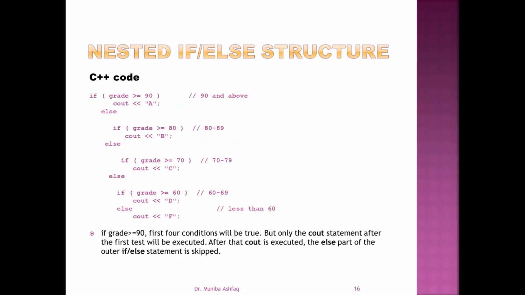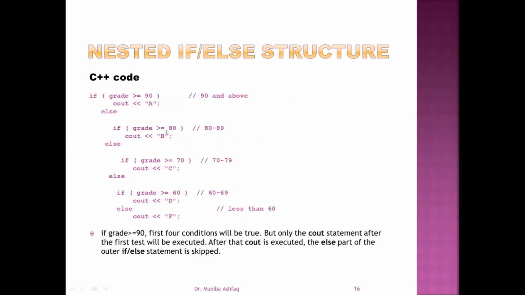So here is the corresponding C++ code, the specific code according to that pseudocode. We have to check whether the grade is greater than or equal to 90, then we have to use cout, which is used to print any string on the screen. Here we are going to print A on the screen.